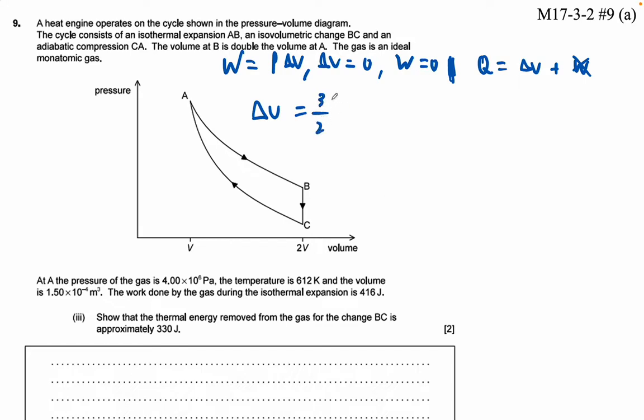Okay, so we can use this equation, right? So 3/2 nR delta T, right? Okay, so that's going to be, and then we know previously that the number of moles is 0.11797 moles. And we figured that out from knowing the pressure, the volume, and the temperature at A, okay?